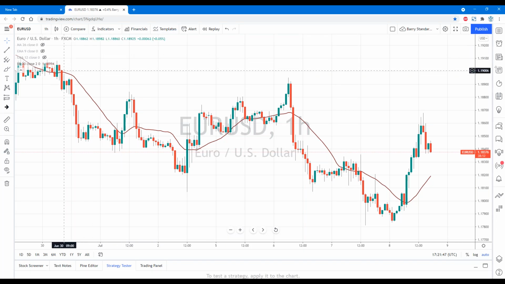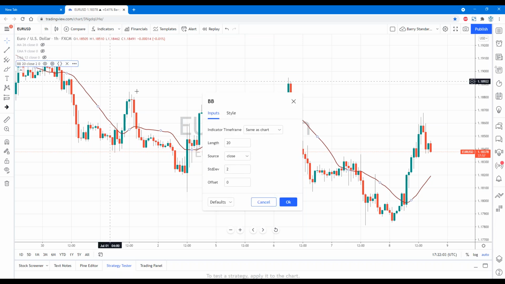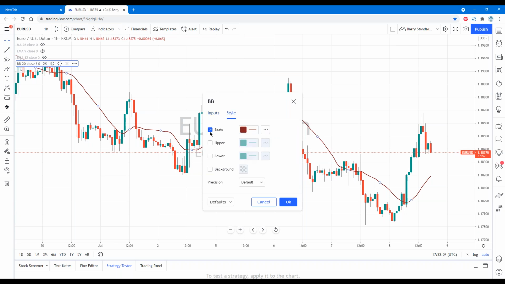So now we have the brown 20 period moving average. Now I've already dropped the Bollinger Band indicator on the chart. You'll never have to do any of these calculations. You just click on indicators, click on Bollinger Bands, and it's going to drop it on there for you. So I've closed everything down except for the basis. The basis is the 20 period moving average.